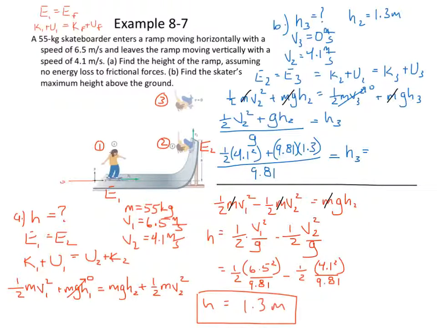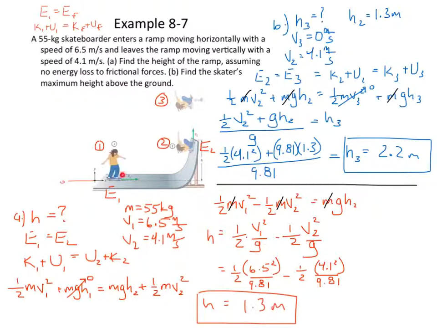what do we get? And I get that their maximum height is 2.15, or I'll just say 2.2 meters above the ground. Let's draw that a little bit better. 2.2 meters above, not above the top of the ramp, but actually above the ground, because our reference point is that the ground is 0. This is 1.3 meters, and now they're at 2.2 meters above the ground.